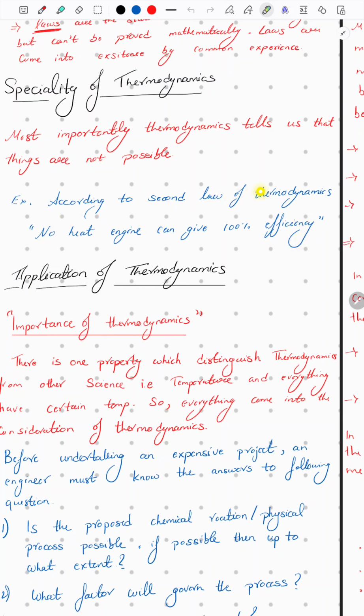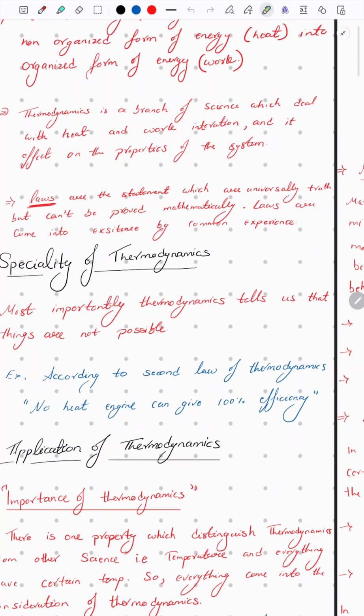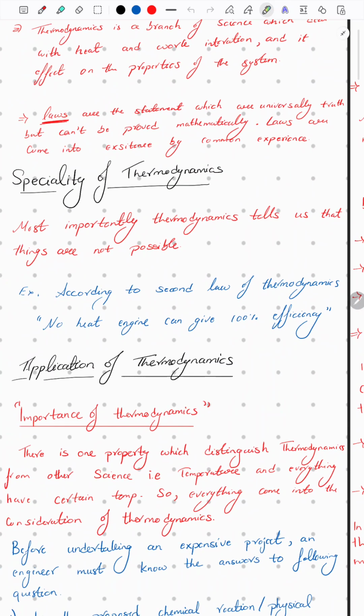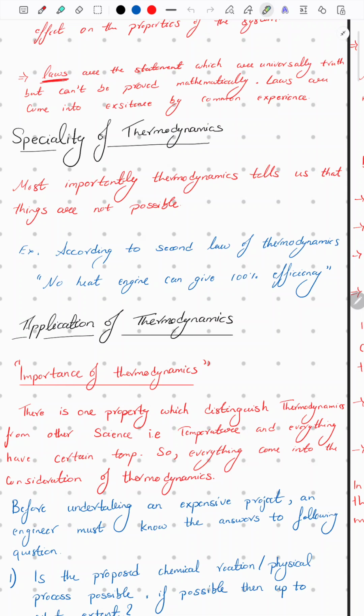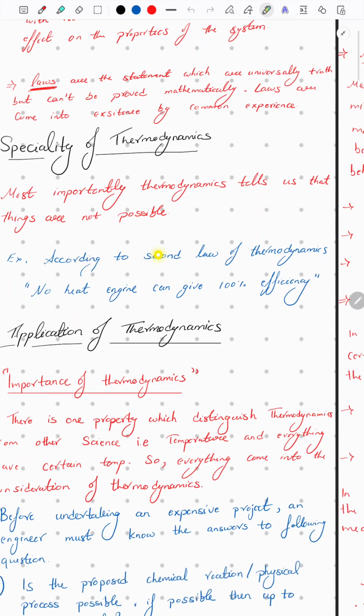There will be some degenerative factor to heat. And heat is very low grade energy, or you can say heat is a very non-organized form of energy. A non-organized form of energy, you cannot concentrate enough to make a 100% efficient heat engine. So according to the second law of thermodynamics, no heat engine can give 100% efficiency.